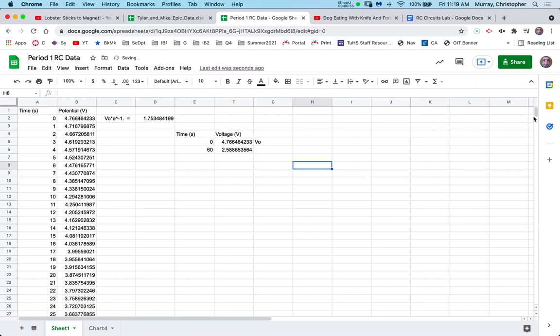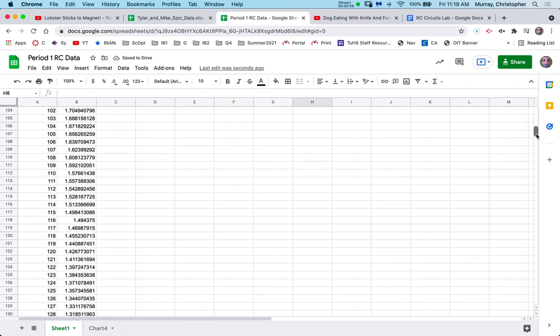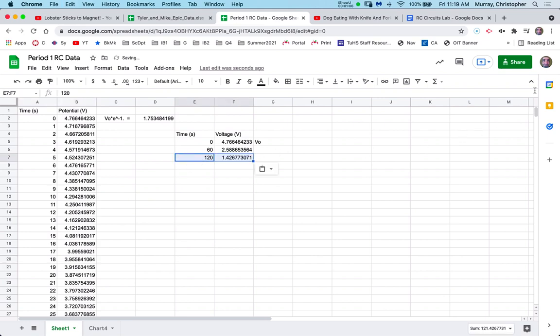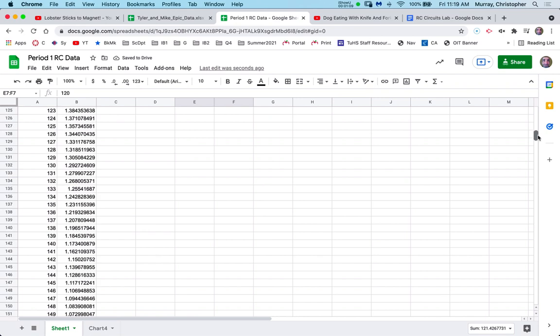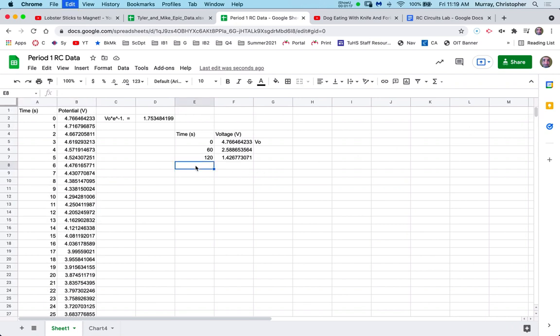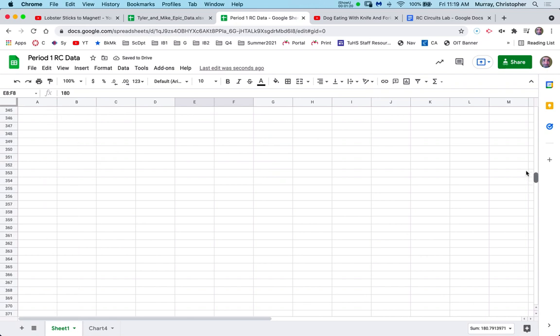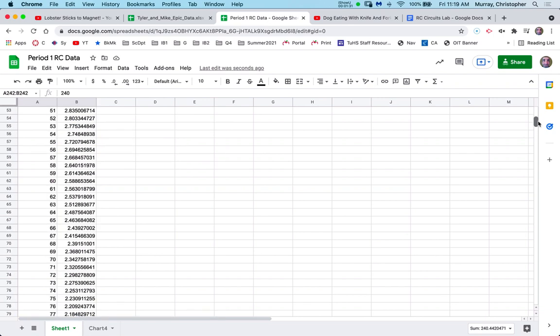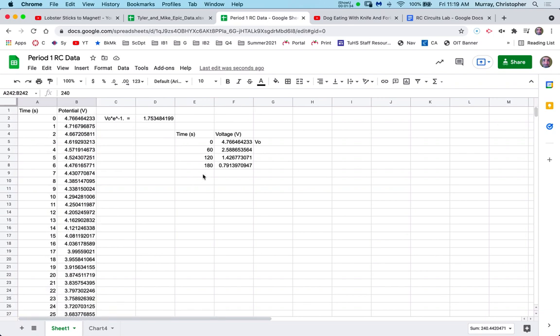And now let's look for 120 seconds. There it is. I'm just copying these. Okay. Let's find 180. There it is. Copy. Let's find 240. Whoa, so fast. There it is. It doesn't have to be totally evenly spaced. You just want to space them out through the data. It's my own OCD.